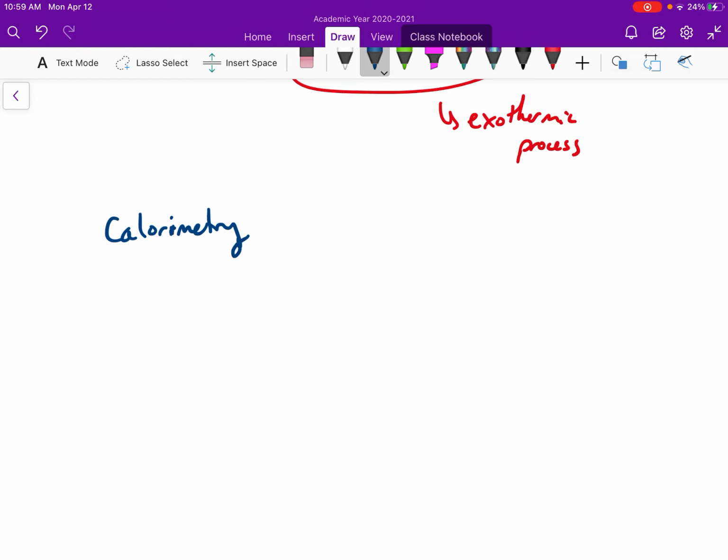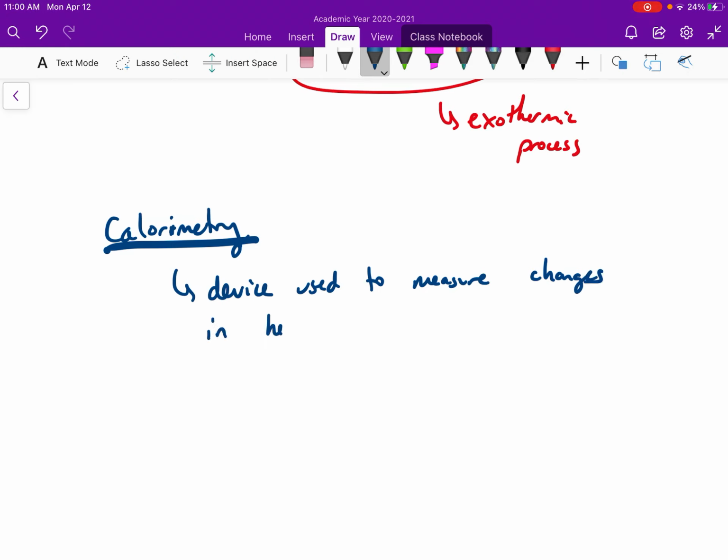Okay? Calorimetry, right? And this is basically a device used to measure changes in heat of a system. And this word is derived from calorie, which is a unit of energy, just like joule. And then the end of that, metry, is just measurement, right? So we're literally measuring calories. This is a way to measure heat.